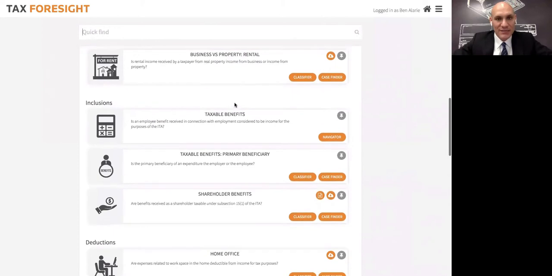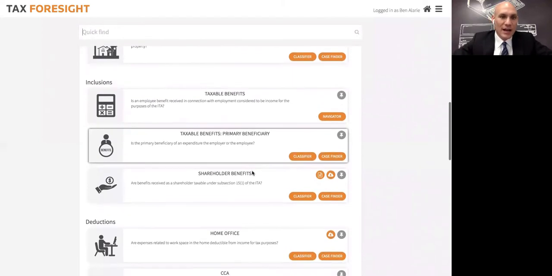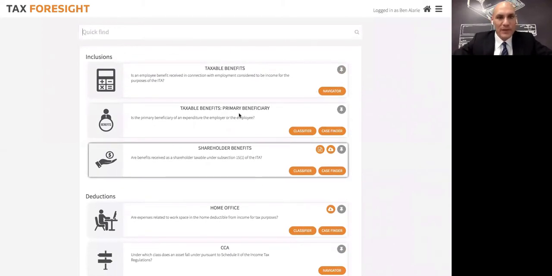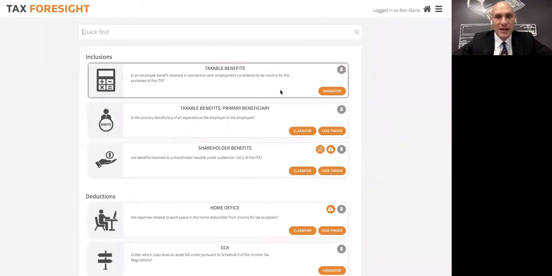We've trained this classifier up on all the cases. We've got a number of inclusionary functions. A navigator for taxable benefits. So this takes you through the rules-based way in which the CRA considers taxable benefits. So you can get an answer: what's the CRA's position likely to be with respect to a particular taxable benefit? And that's a navigator, so that's a rules-based approach.